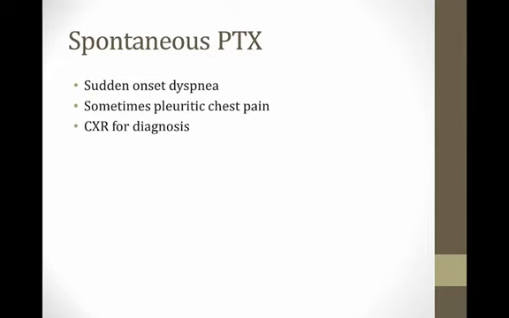The classic presentation of a spontaneous pneumothorax is the sudden onset of dyspnea. Sometimes patients will have pleuritic chest pain, and pleuritic chest pain is chest pain when you take in a deep breath. When you do that, you stretch the pleura, and if it causes chest pain, we call it pleuritic. And a chest x-ray is the test of choice for diagnosis.